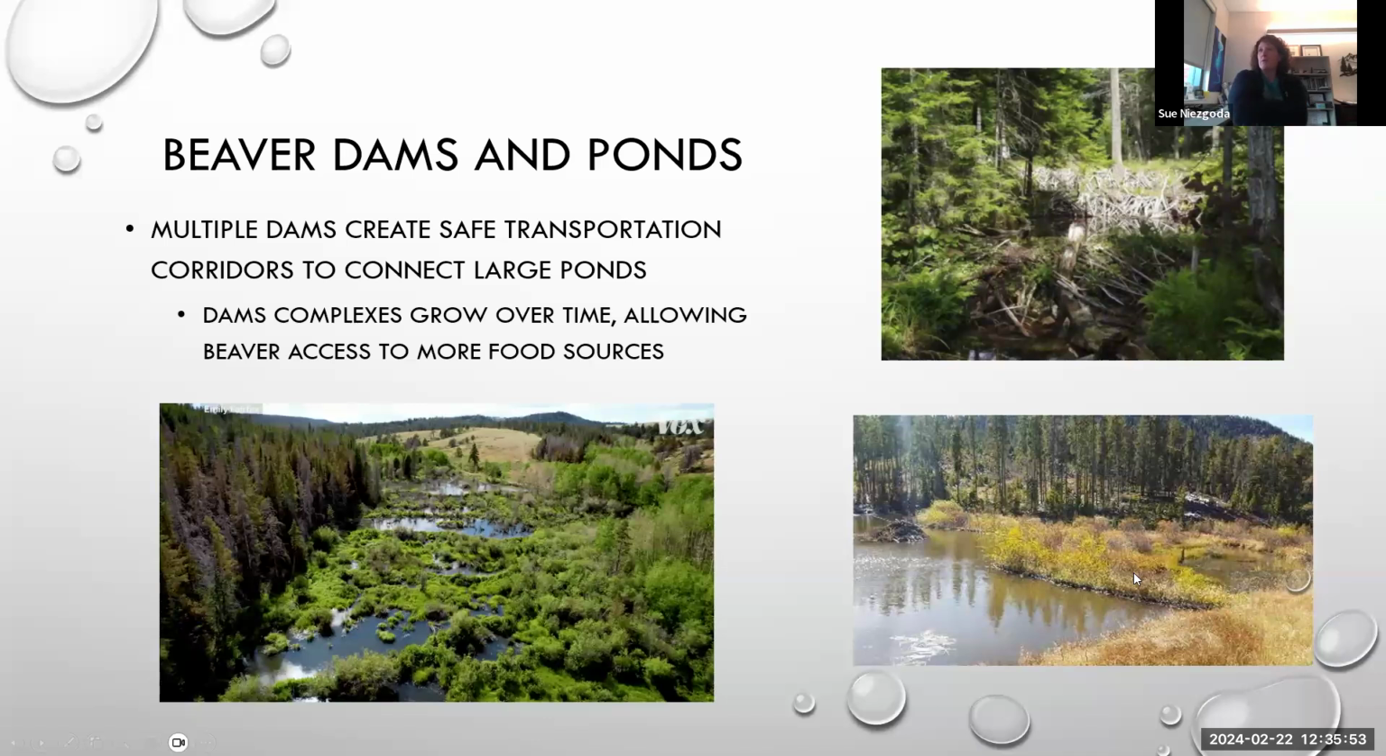So beaver dams and ponds: they ultimately build their dams in series. They create multiple dams to make safe transportation corridors to connect large ponds together. Their complexes will grow over time as they have to move further and further out into the valleys to get wood sources, and they like to build in series to help protect their main dam.